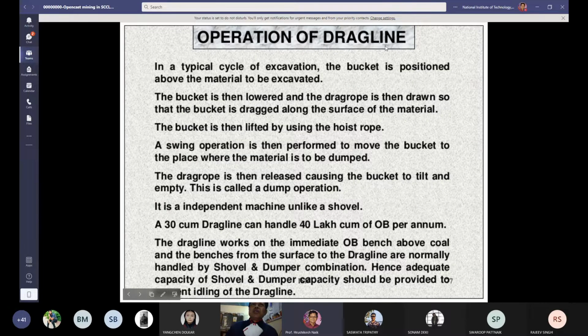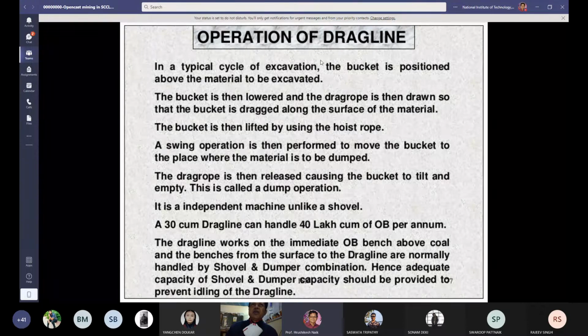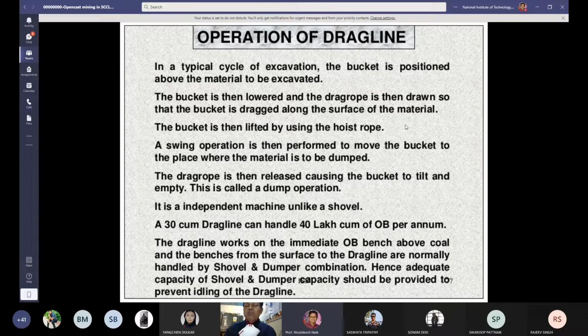So what is the operation of a dragline? How do you operate the dragline? In a typical cycle of excavation, the bucket of the dragline is positioned above the material to be excavated. The dragline bucket is then lowered downwards and the drag rope is drawn so that the bucket is dragged along the surface of the material. The dragline bucket is then lifted by using the hoist rope.